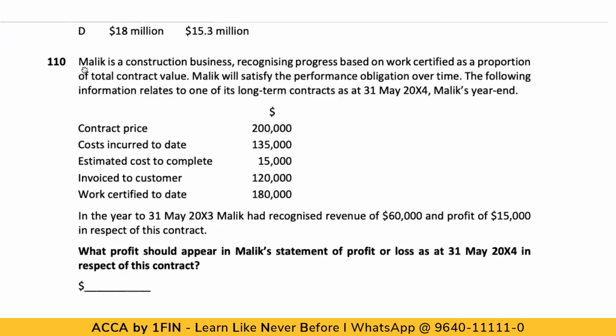Let's look at this one. Malik is a construction business recognizing progress based on work certified as a proportion of total contract value. Malik will satisfy the performance obligation over a period of time. The following information relates to one of its long-term contracts as of 31st May, which is the year end. Contract price, cost incurred, estimated cost to complete, invoice to customer, work certified till date. In the year 31st March of year 3, Malik had recognized revenue of 60,000. What profit should appear in Malik's statement of profit or loss as at 31st May of year 4 in respect of this contract?